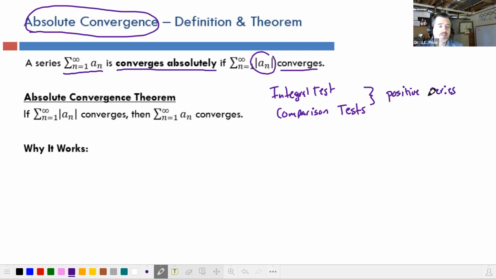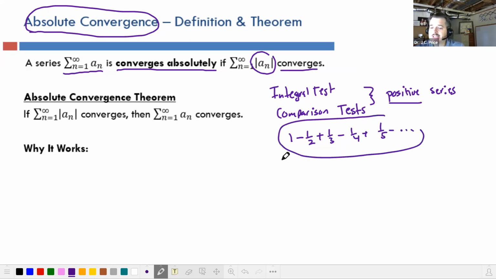Now, a lot of series are not positive. Some go positive and negative, in the sense that the terms could be negative. So what do we do if we have something like 1 minus a half, plus a third, minus a fourth, plus a fifth, minus dot dot dot? Not all the terms are positive. The problem is we can't use the integral test or the comparison test. You could use a divergence test on a series that's not positive.